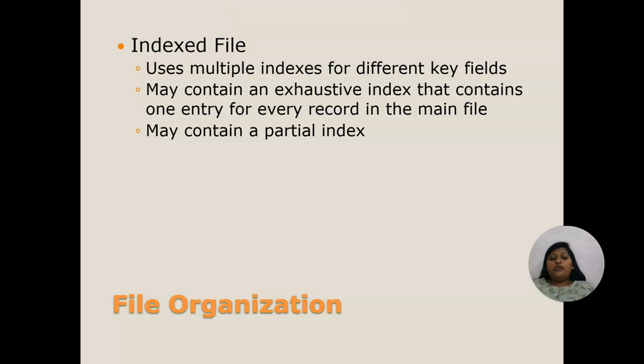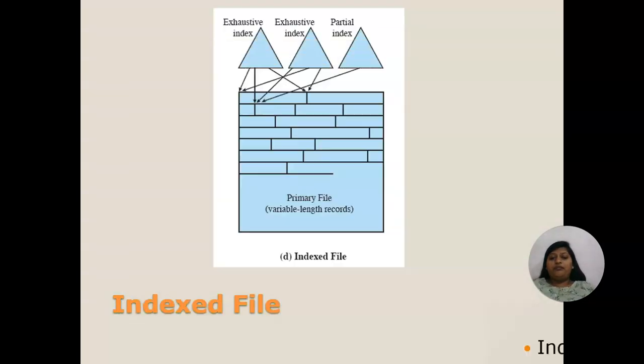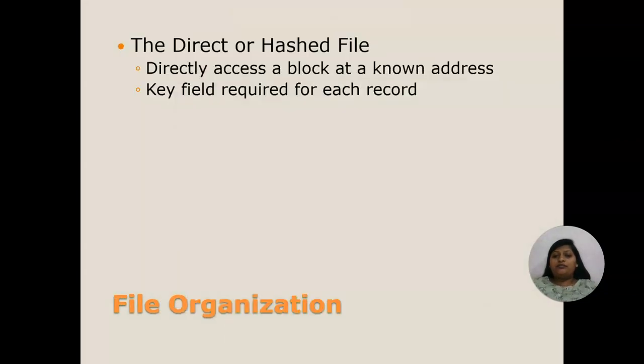Indexed file. It uses multiple indexes for different key fields. It may contain an exhaustive index that contains one entry for every record in the main file. It may contain a partial index. The diagram represents the indexed file. Here the exhaustive indexes are available and partial indexes are there. So here is the primary file which has variable length records.